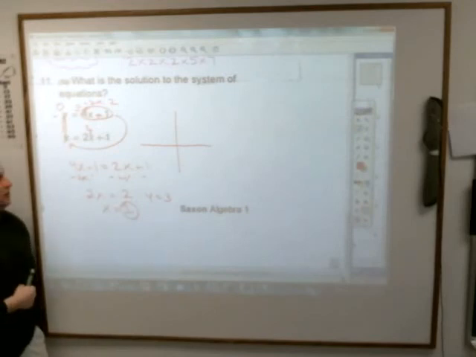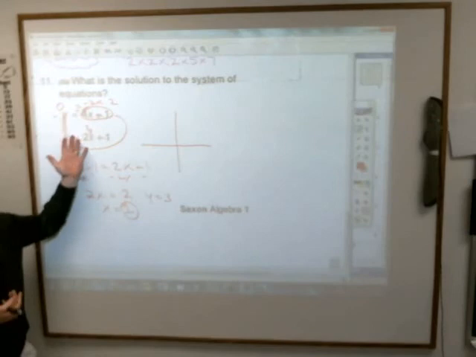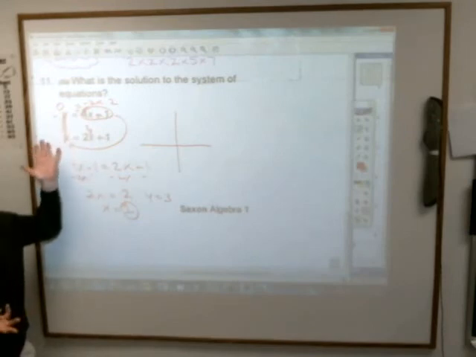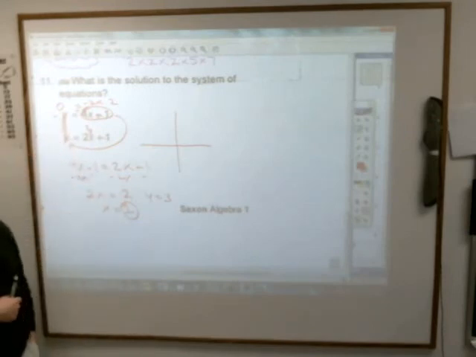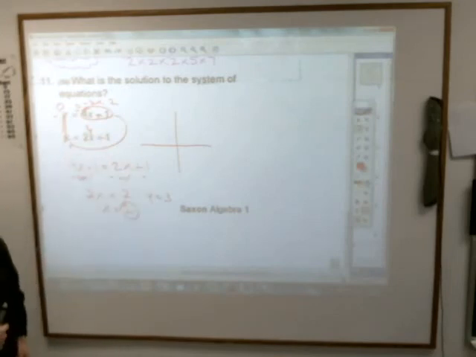Come on, Haynes, it's just your call. I would basically just graph that, see where the graphs cross. That would probably be the easiest for me. So you can do it by substitution, elimination, and graphing. Jackson, we got to wrap this up here.